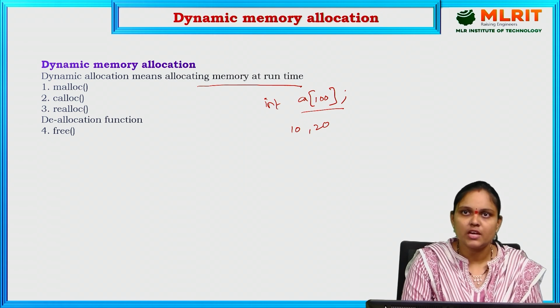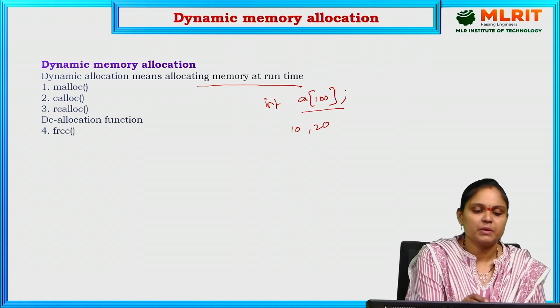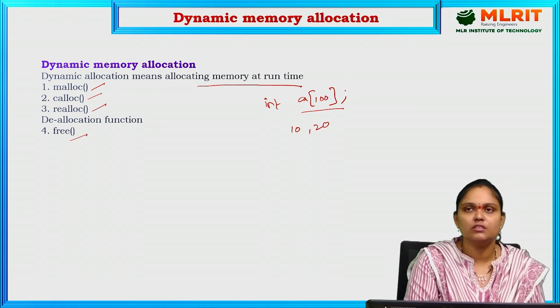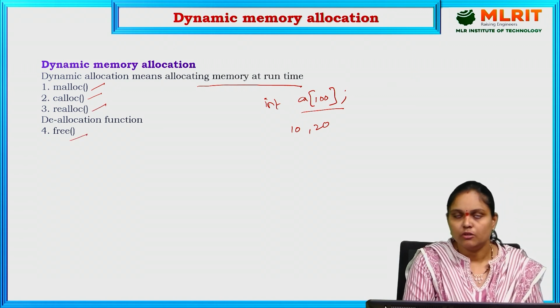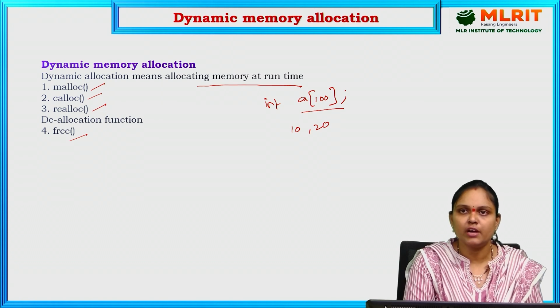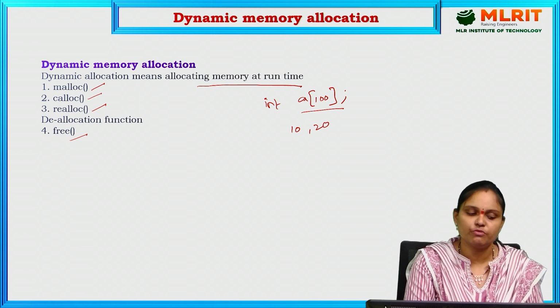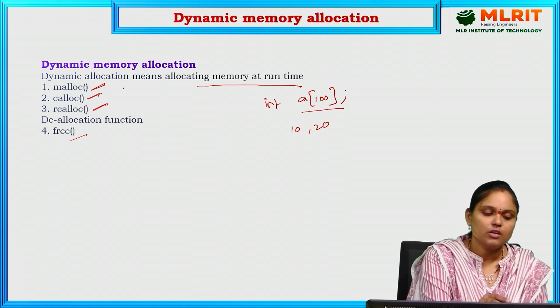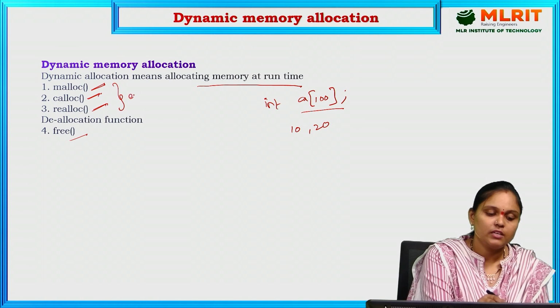To avoid such problems, we allocate memory only for a fixed number of elements using memory allocation functions. The first is malloc, next is calloc, next is realloc, and for deallocation we use the free function. To allocate memory for a specified number of elements, we use dynamic memory allocation. These functions are malloc, calloc and realloc, and these 3 are used for allocating the memory.